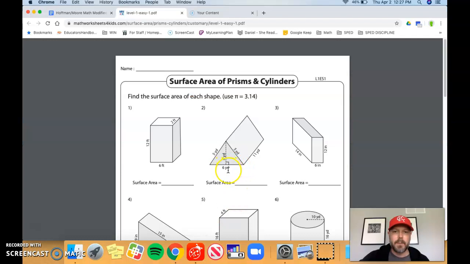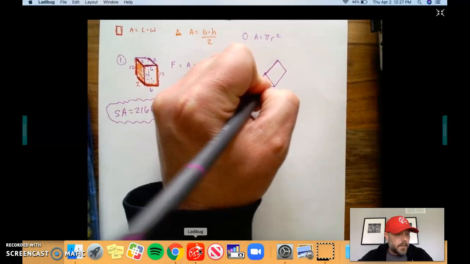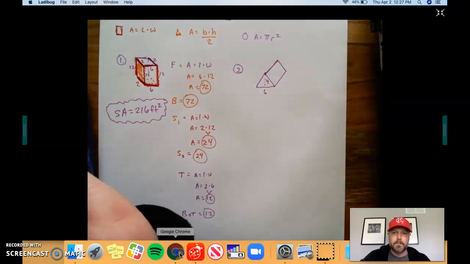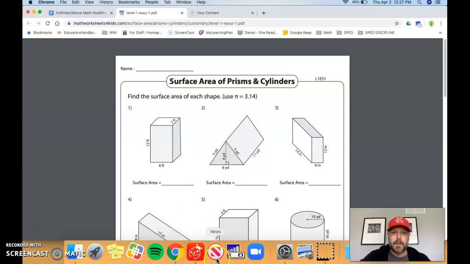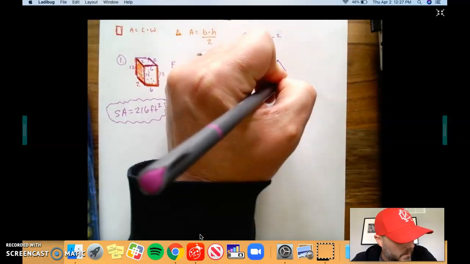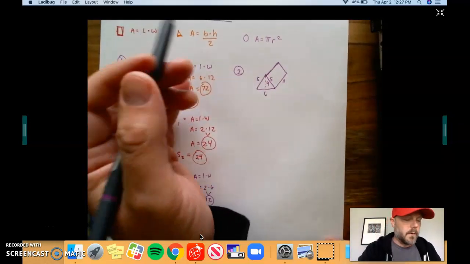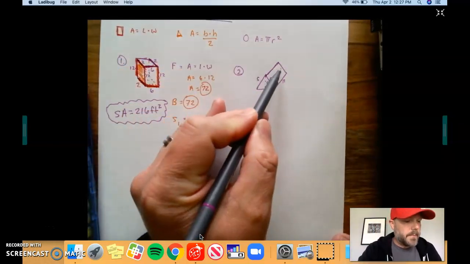So here are dimensions. 6, 4 is the height of the triangle. So I'm just gonna copy what they have: 6, 4, 5, 5, and 11. So 5, 5, and then 11. Okay? All right. So again, we have a front and a back.